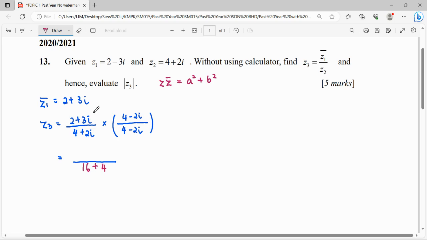For the numerator, we're going to expand one by one. 2 times 4, we get 8. 2 times 2i, we get negative 4i. And then 3i times 4, we get 12i. And then 3i times negative 2i, we get 6i squared.